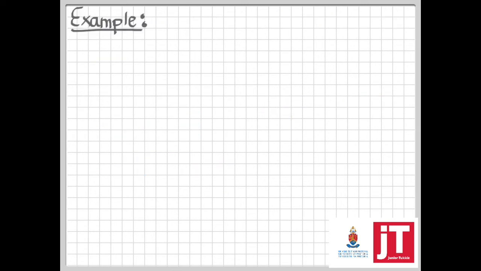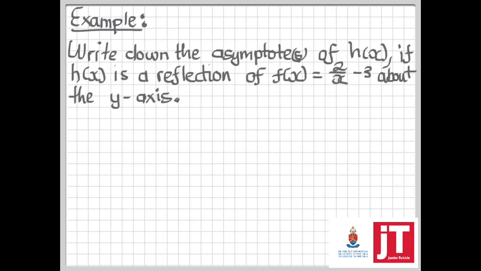We move on to the third and final question, where you're told to write down the asymptotes of h of x if h of x is a reflection of f of x is equal to 2 over x minus 3 about the y-axis. Again, we kickstart here by saying h of x is equal to f of negative x. Very important statement: h of x is equal to f of negative x. Why negative x? Because it's reflected in the what? In the y-axis.